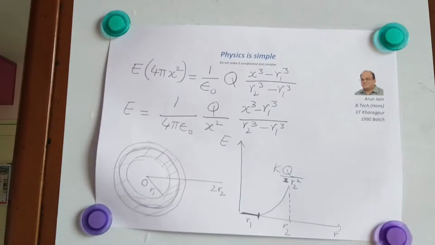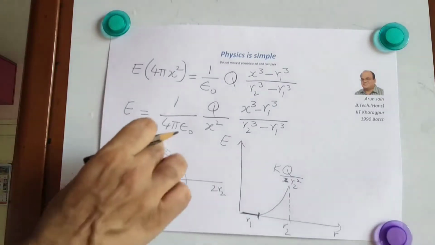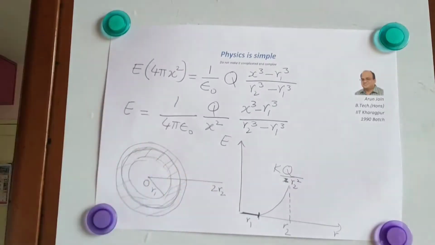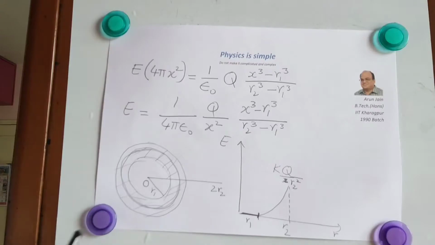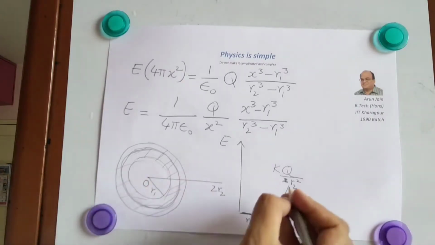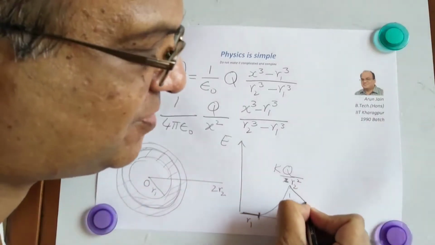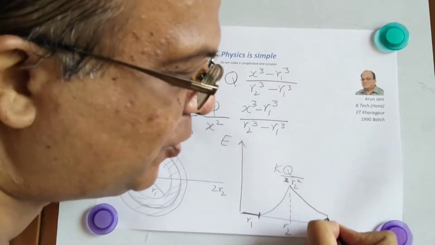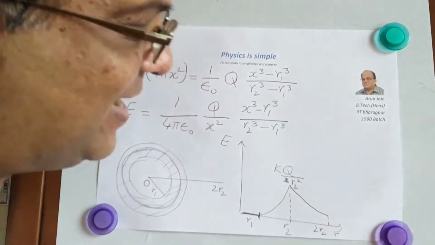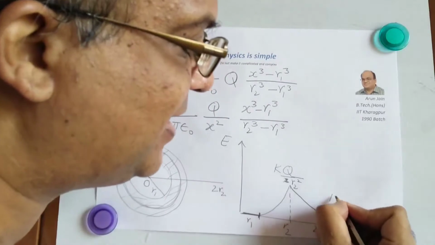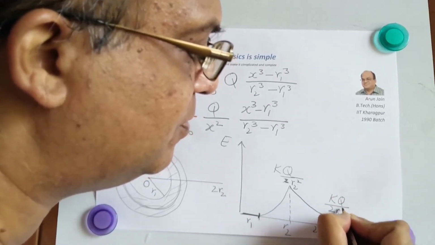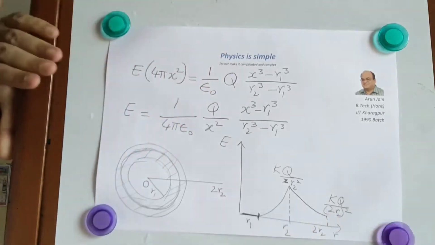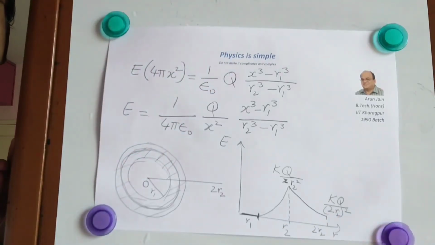Now we have to go up to 2R2. Outside, this will behave like a point charge at center. So therefore, we can just apply Coulomb's law. The distance is 2R2. So this will fall off as 1 over R square. And here at 2R2, the electric field will now become KQ by 2R2 whole square. So this is the E-R graph in this case.